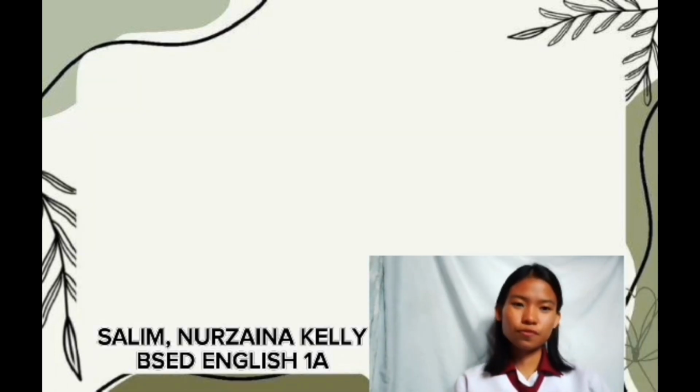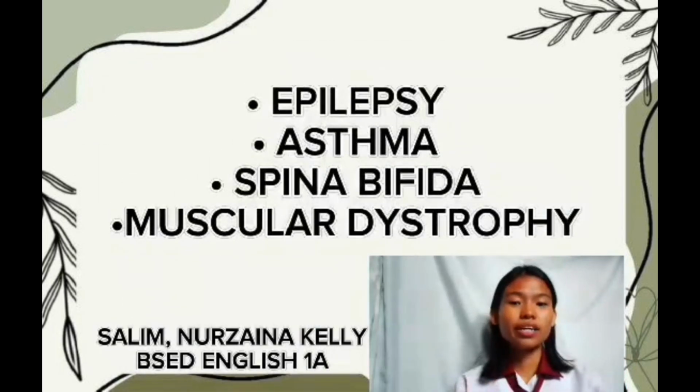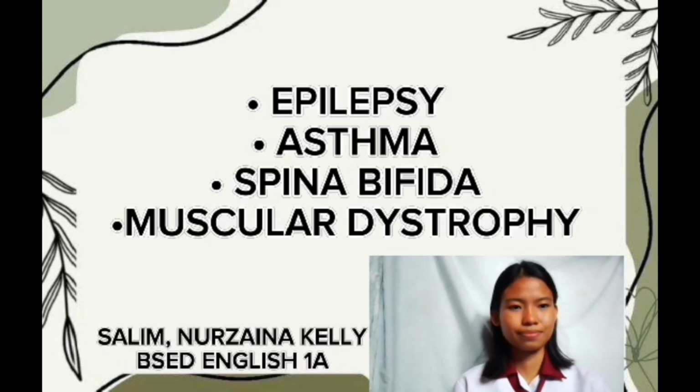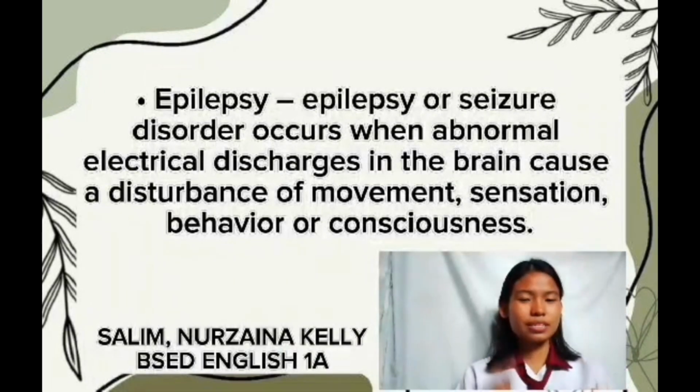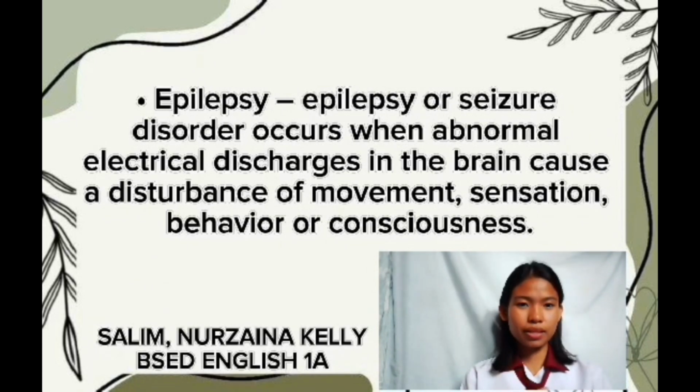Now, let's move on to the types and causes of health impairments, physical disabilities, and neurological conditions. The following are the common types and causes of health impairments, physical disabilities, and neurological conditions by Hayward, 2017. First we have epilepsy. It is considered a health impairment and at the same time a neurological condition.